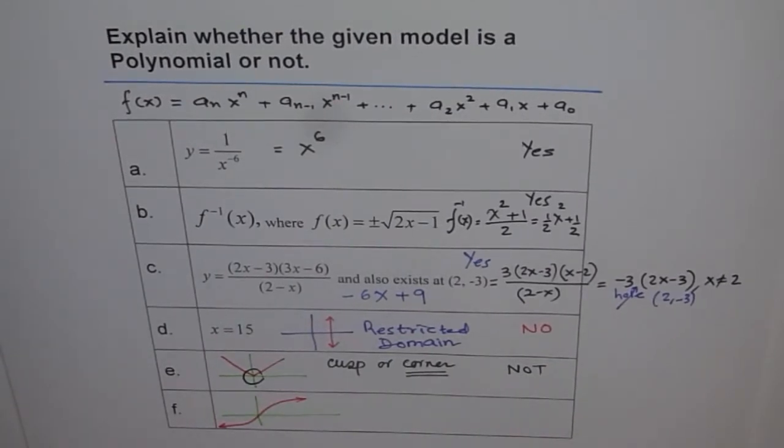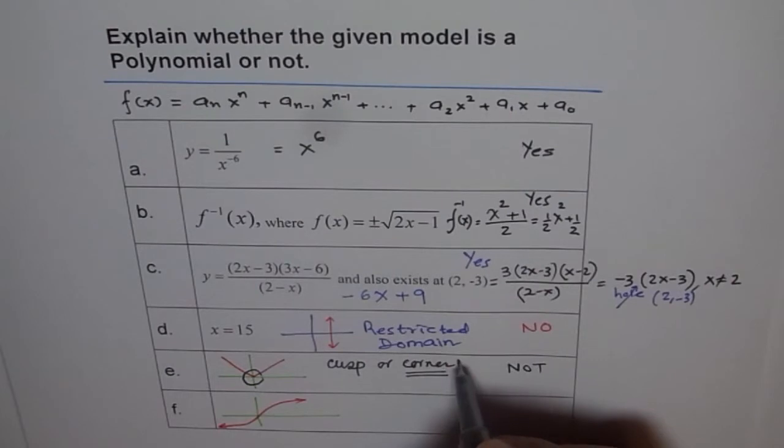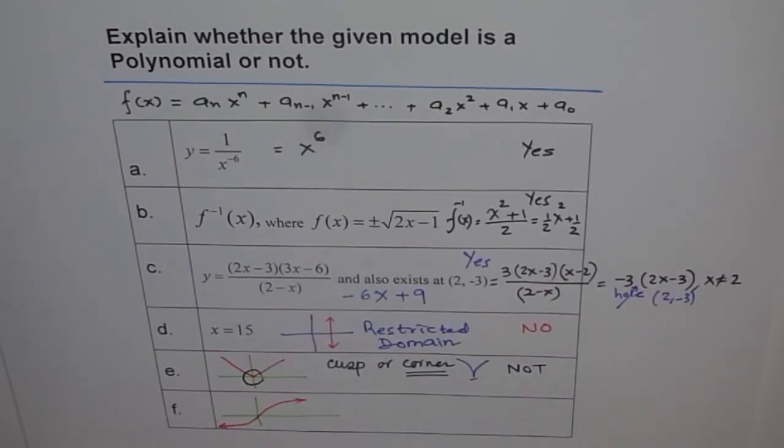I hope you understand what a cusp is. It's a good point to explain here. Like this in a graph, if you have this, this is a cusp, right? And we cannot have this cusp or a corner like that shown, right? Many functions like radical roots will have this kind of a sketch. Now let's move on to the last, f.